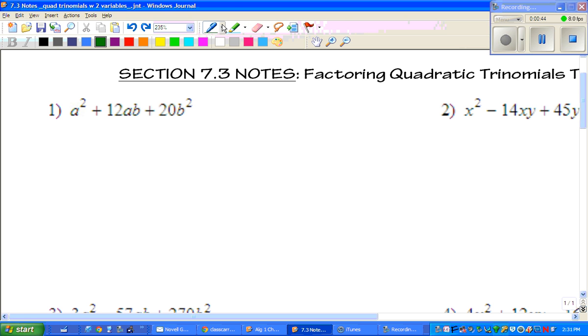The first thing we always do is check to see if we have a GCF, and with problem number 1, we do not. So, we would take A times C, which gives us 20, and it's 1 and 20, 2 and 10, and 4 and 5. So, which ones add up to 12 and multiply to get to 20?